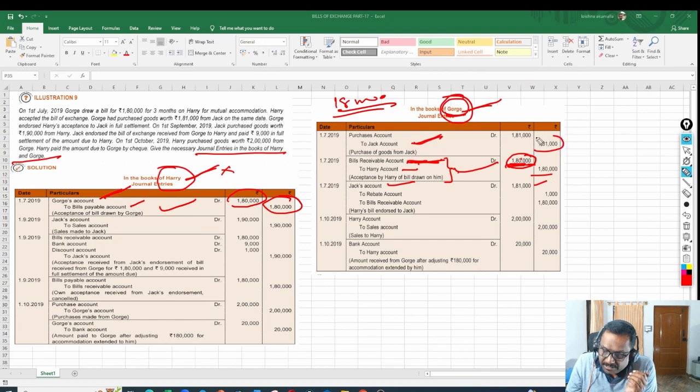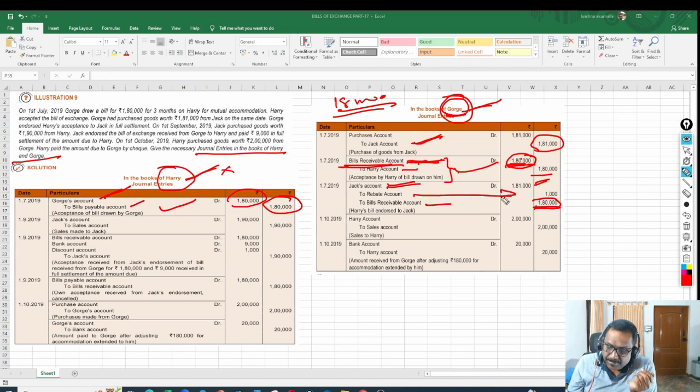He has to pay 1,80,000 rupees to Jack because he purchased goods worth 1,80,000 rupees from Jack, right? So he has to debit Jack account for 1,80,000, and he is giving 1,80,000 rupees worth of bill, endorsing. This bill is being endorsed. So to bills receivable account 1,80,000 rupees, and he is not going to pay 1,000 rupees because he got the rebate. So to rebate account 1,000.